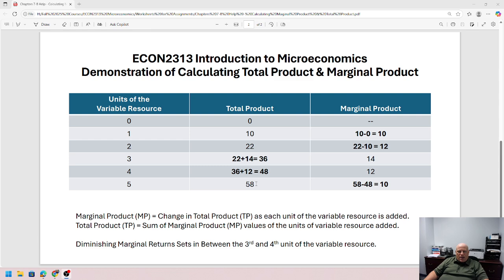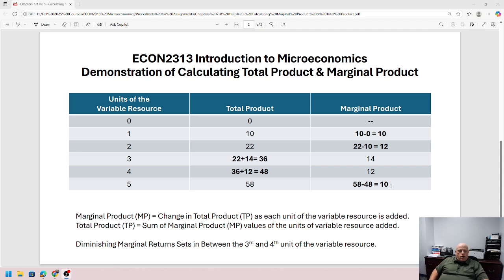All right. Then that last row for the fifth unit of the variable resource, it goes back to what it did at the beginning of the table here. It gives you the total product value, and you have to figure out what the marginal product is. So in this case, we're going to take whatever the total product is now minus what the total product was before this fifth unit. In other words, what it was with the fourth unit. So 58 minus 48 is 10. So the marginal product of that fifth unit of the variable resource is 10.